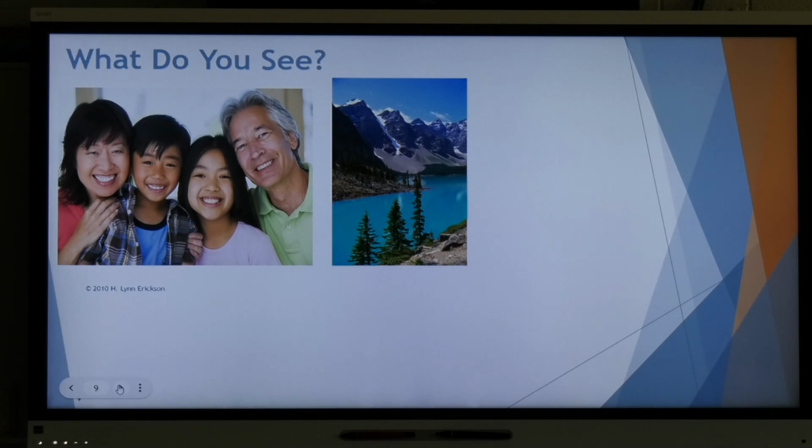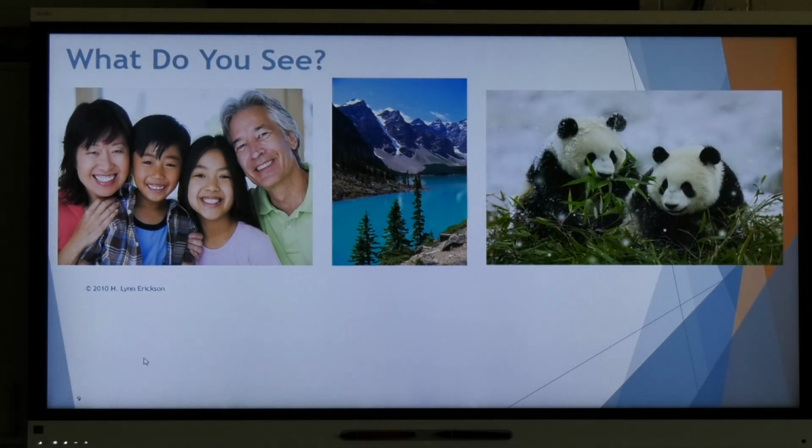So in the first one, a lot of you came right away to some similar ideas, right? You talked about family, went right there. The second one, we've actually had a pretty large range in terms of what people saw. Let's just take a look at this last one. What do you see? Panda bears. Nourishment. Nature. Cuddling. Snow. Partners. Twins. China.